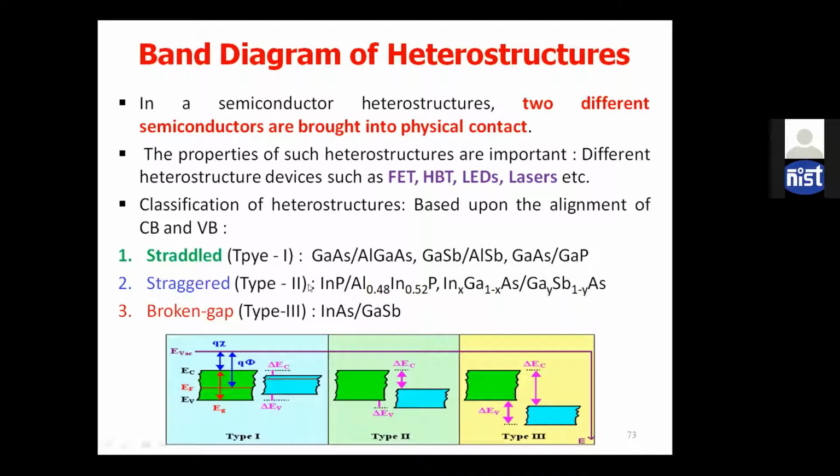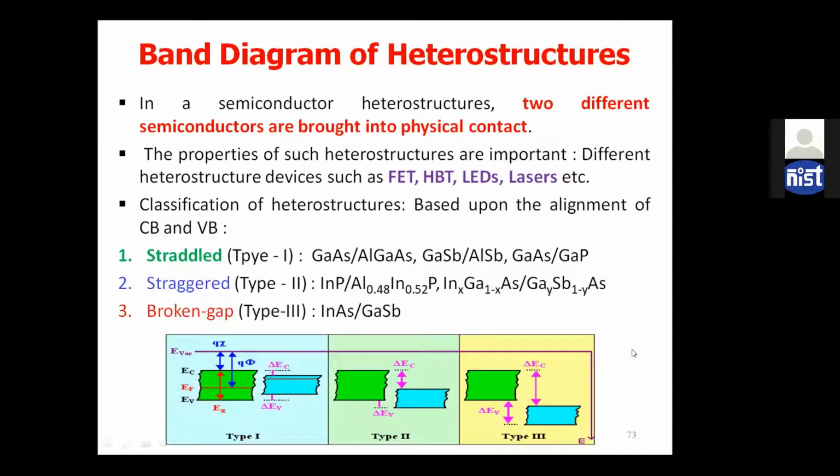You can see in type 1, like if you grow gallium arsenide over GaAs, or gallium antimonide over aluminum antimonide, or GaAs over gallium phosphide, then that heterostructure is type 1. Whereas for type 2, like if you grow aluminum indium phosphide over indium phosphide, then you can get type 2. And if you grow indium arsenide over gallium antimonide, you can get type 3. So this is depending upon the overlapping of this delta EC and the delta EV.